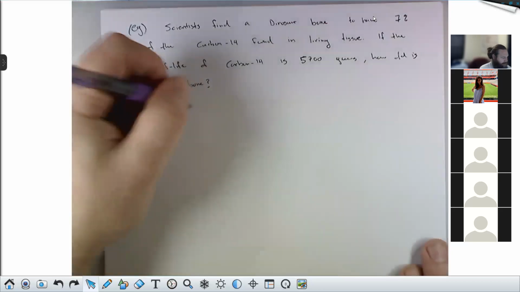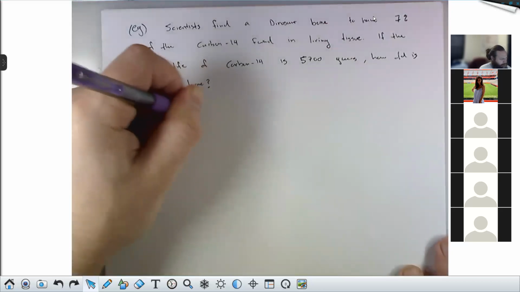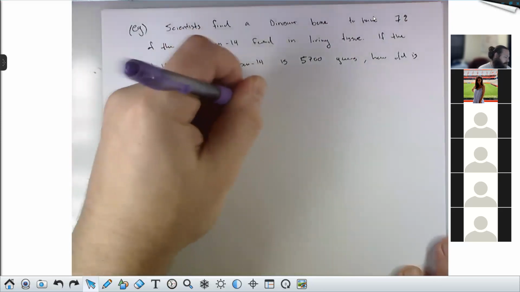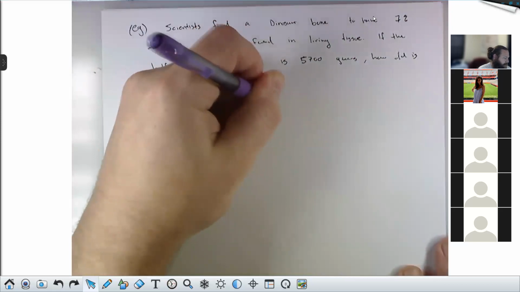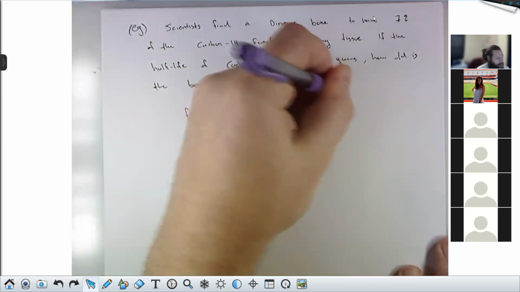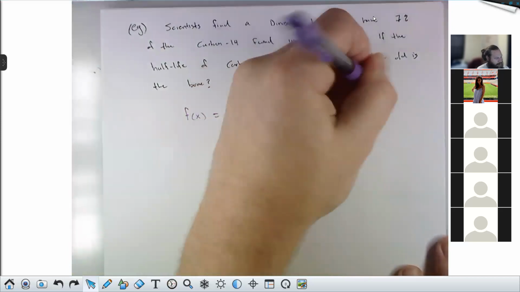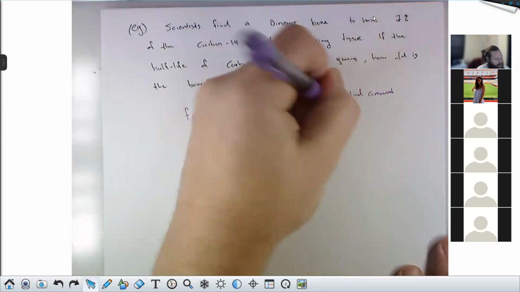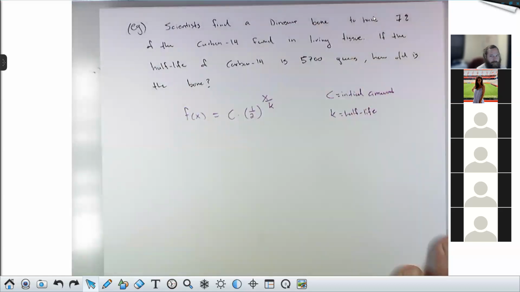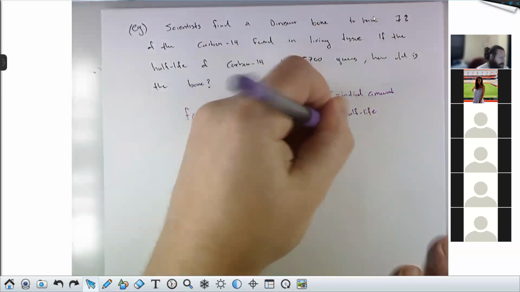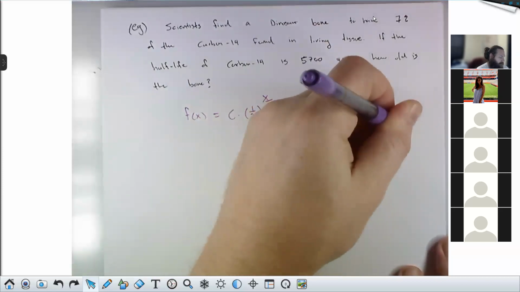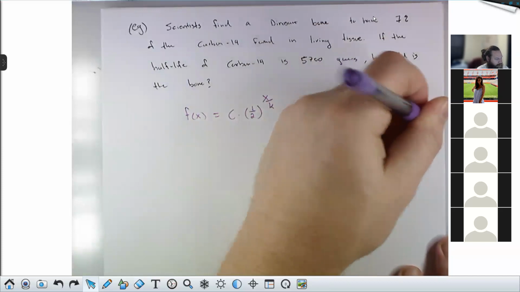We have to begin with our half-life function, which we've been writing as f of x equals c times 1/2 to the x over k. C is the initial amount. K is the half-life. These are both constants. And x is the variable representing time. And it's being measured here in years.